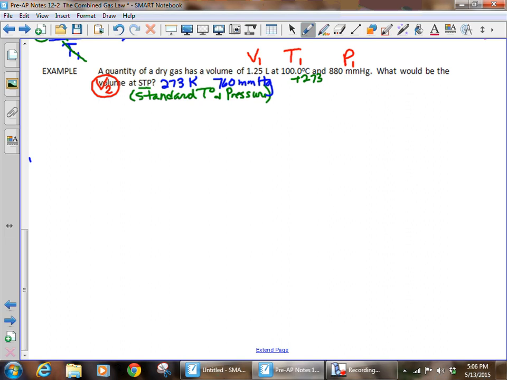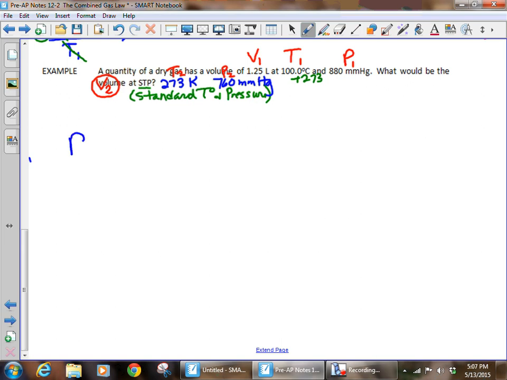So it looks like 273 kelvins is going to be our T2 and 760 millimeters of mercury is going to be our P2. I know that you've got at least one problem on your worksheet that's going to involve STP. Maybe as the first values, the ones instead of the twos, hint, hint, but it's going to be there, so watch for that on your assignment.